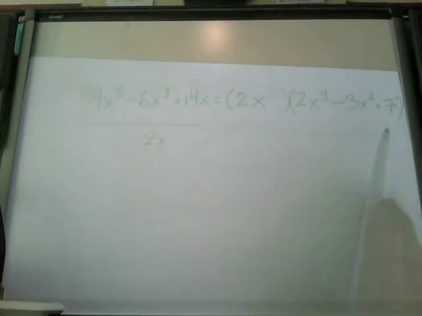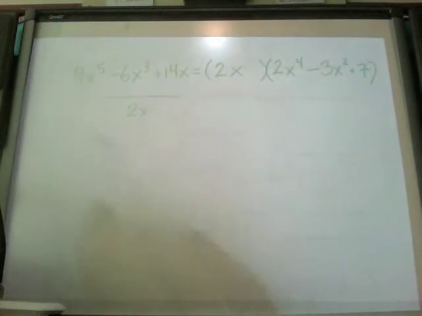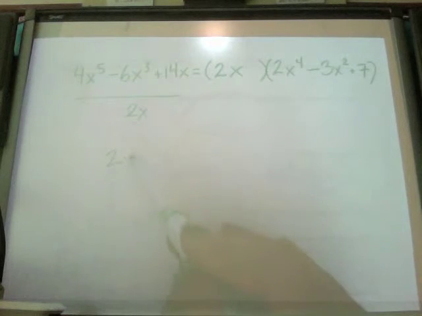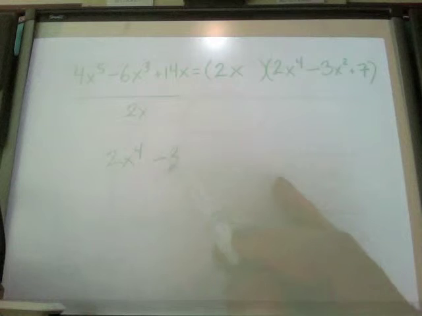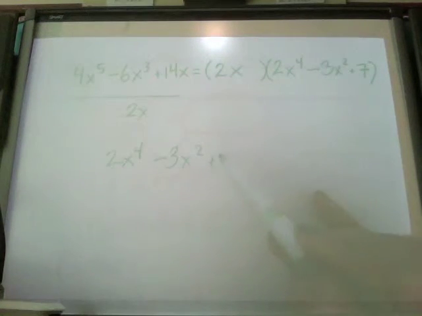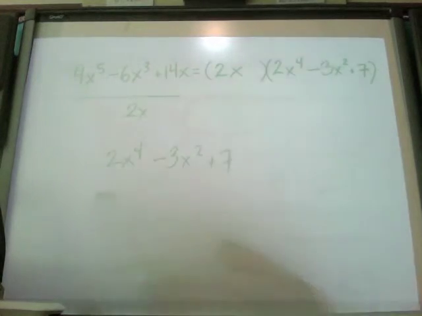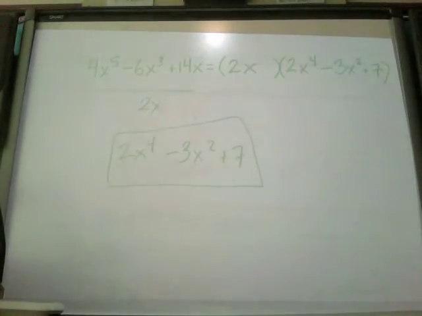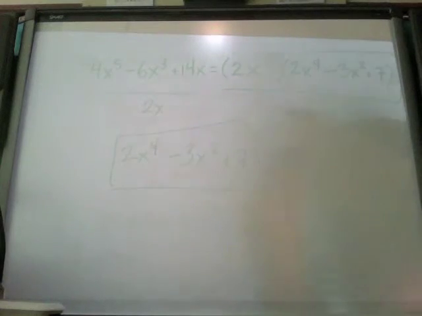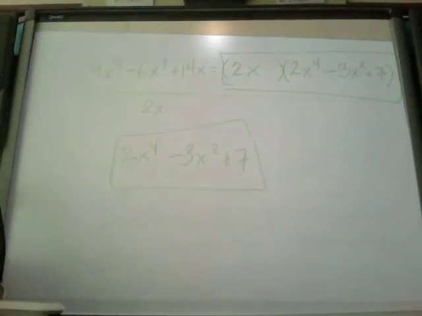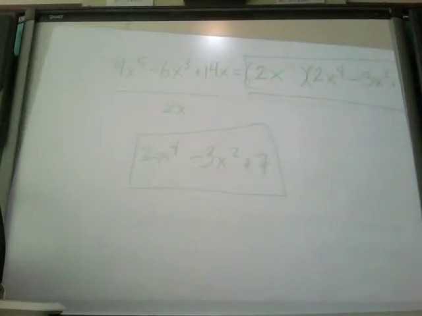Now, if the side-by-side is confusing for you, just do it this way. 4 divided by 2 is 2, x to the 5th divided by x to the 4th. Negative divided by positive, 6 divided by 2 is 3, x cubed divided by x, x squared, 14 divided by 2 is 7, x and x, they cancel out. There's our second factor. Make sense? It's a little trickier. I know it's a little bit harder. Okay, so that's the idea for today, to be factoring.